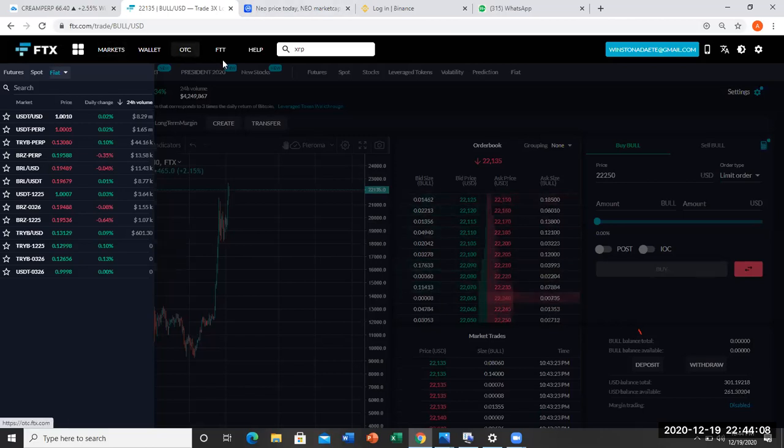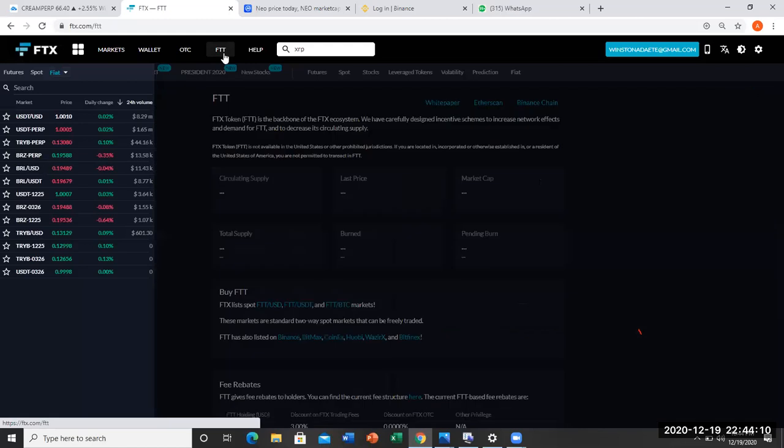Then apart from that, look at this, FTT. What is FTT? Some of you would remember when we saw Binance coin at around $4.